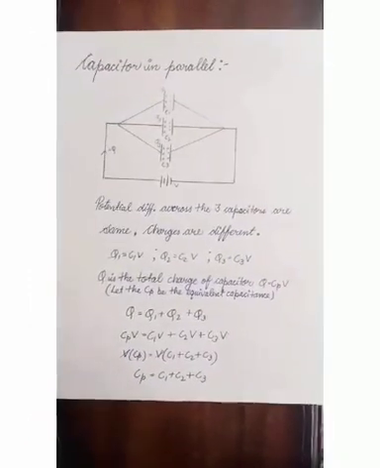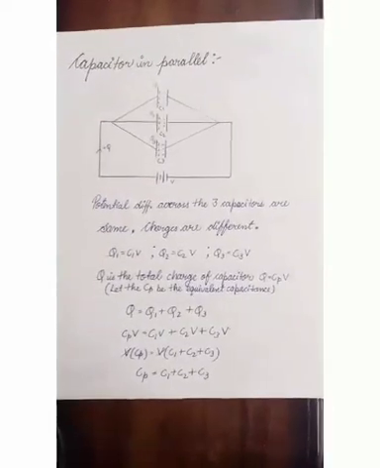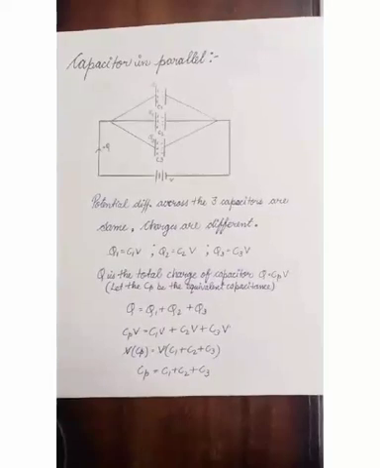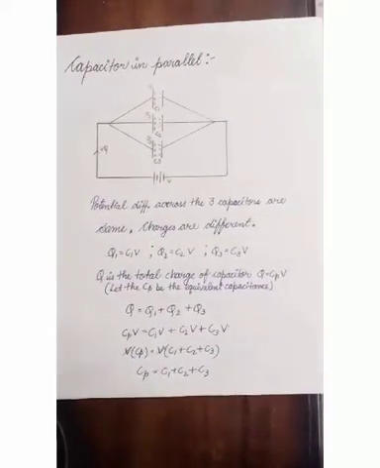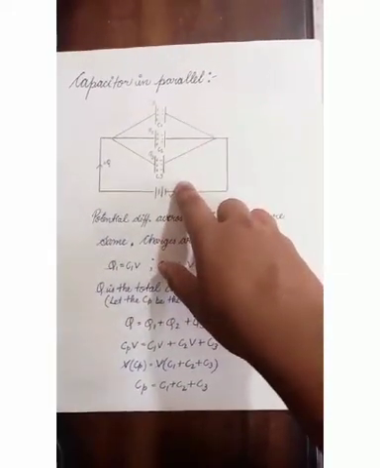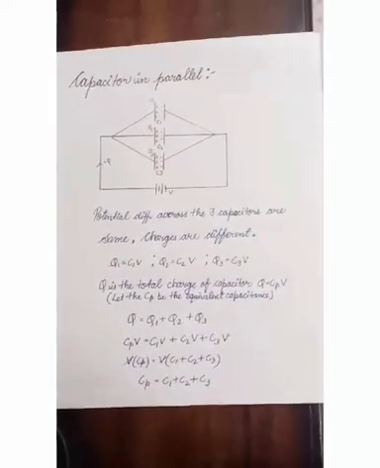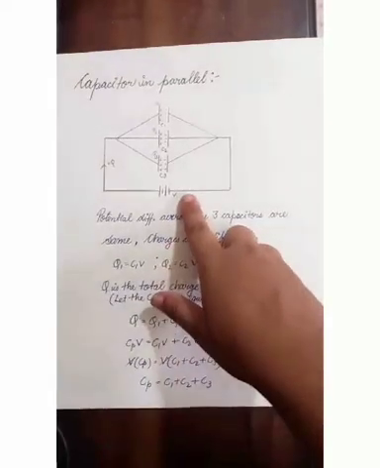Second one is capacitors in parallel. Capacitors are said to be in parallel if the potential difference across each capacitor is the same in the combination. The capacitors having capacitance C1, C2 and C3 are connected in parallel. The potential difference that is applied across the combination is V.